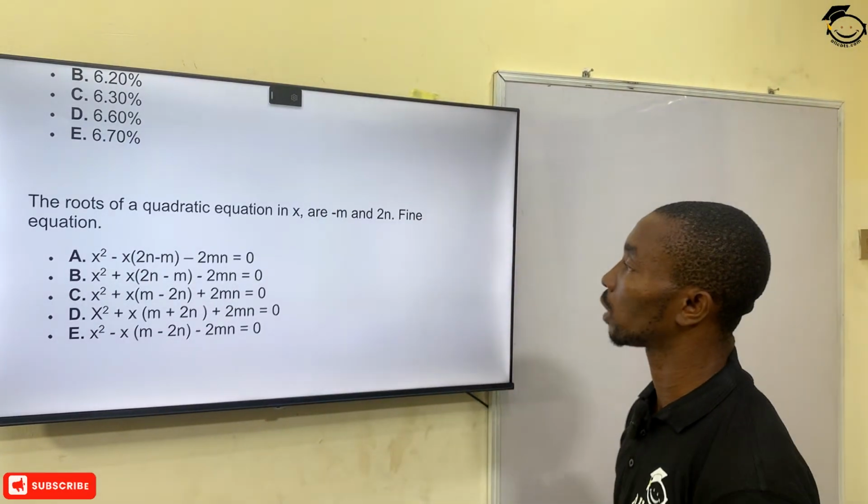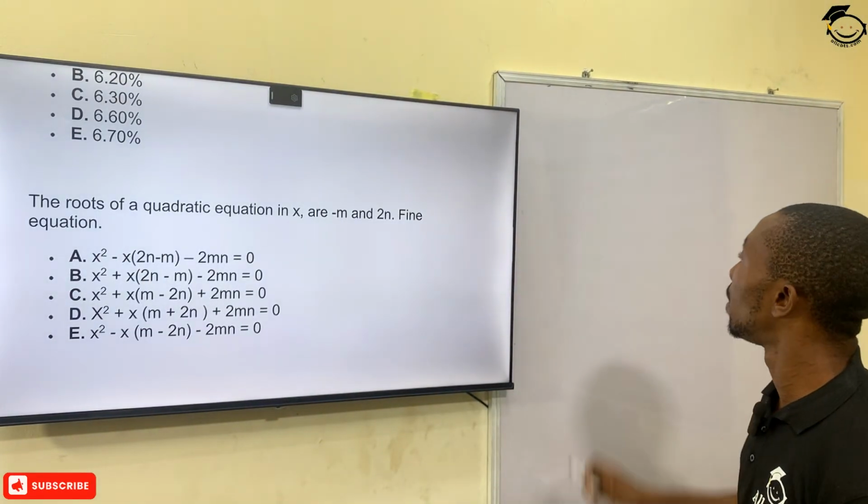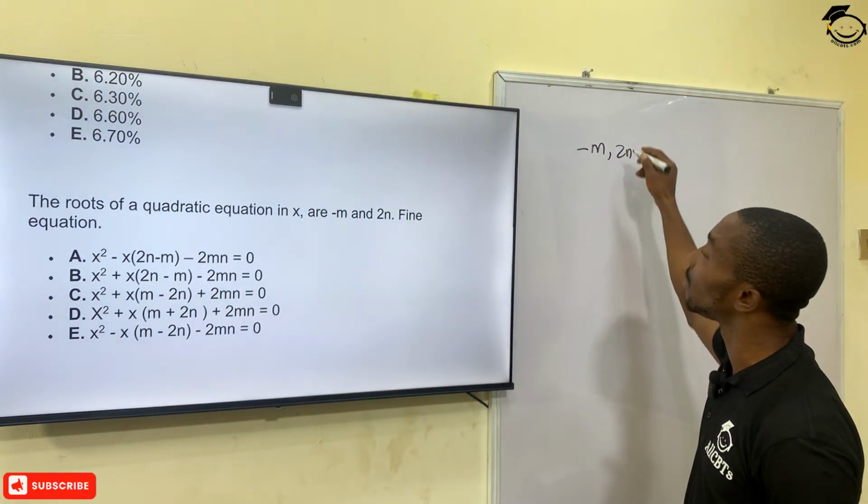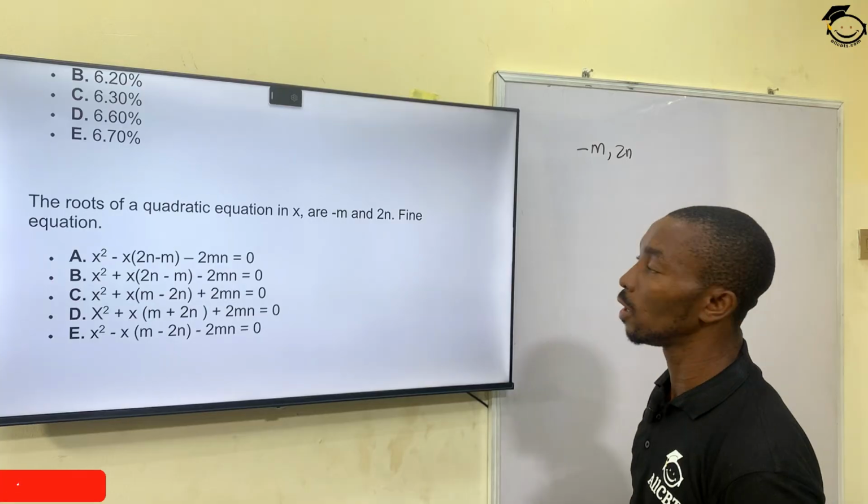The roots of a quadratic equation in x are minus m and 2n. Find the equation.